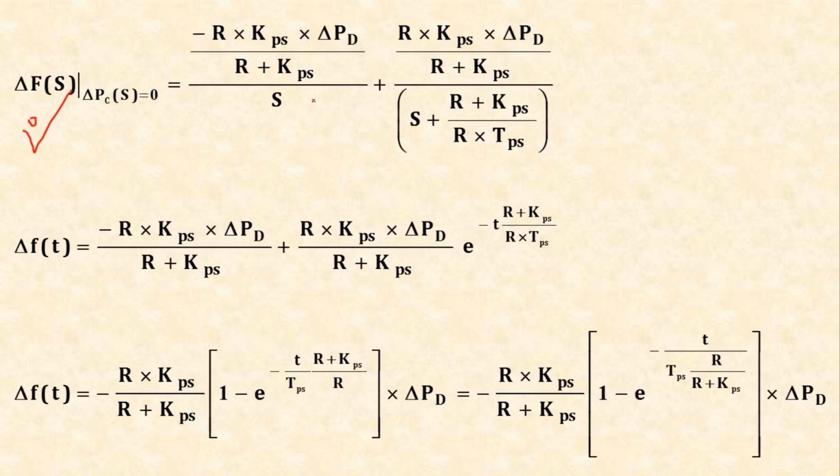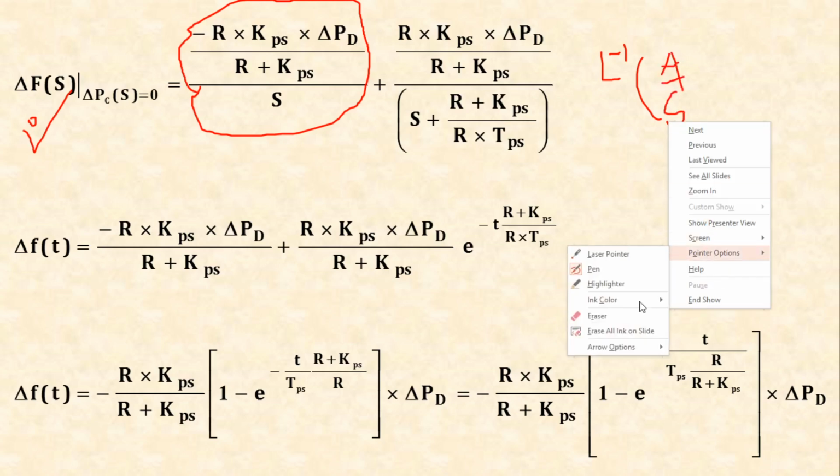Now, I can take the inverse Laplace. So, over here Laplace inverse of delta f of s is only delta f of t. Now, we have to find out the inverse Laplace of this term. So, we can use the formula of Laplace inverse a upon s.